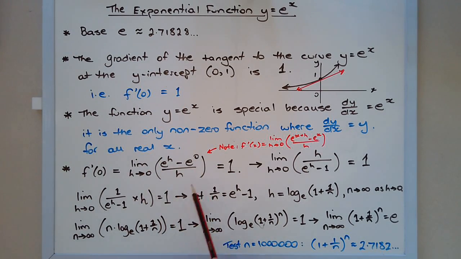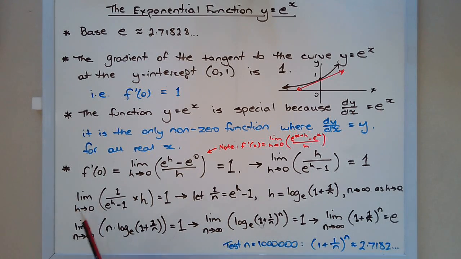By rearranging this limit and eliminating h, we can come up with an expression that approximates the number e. So let's quickly go through that together. First of all, f dash of 0 is equal to the limit as h approaches 0 of e to the power of h minus e to the power of 0, over h, and the value of that limit equals 1. Because this limit equals 1, we can flip the fraction. So the limit as h approaches 0 of h over e to the power of h minus 1 is equal to 1. Now I'm going to break up this fraction.